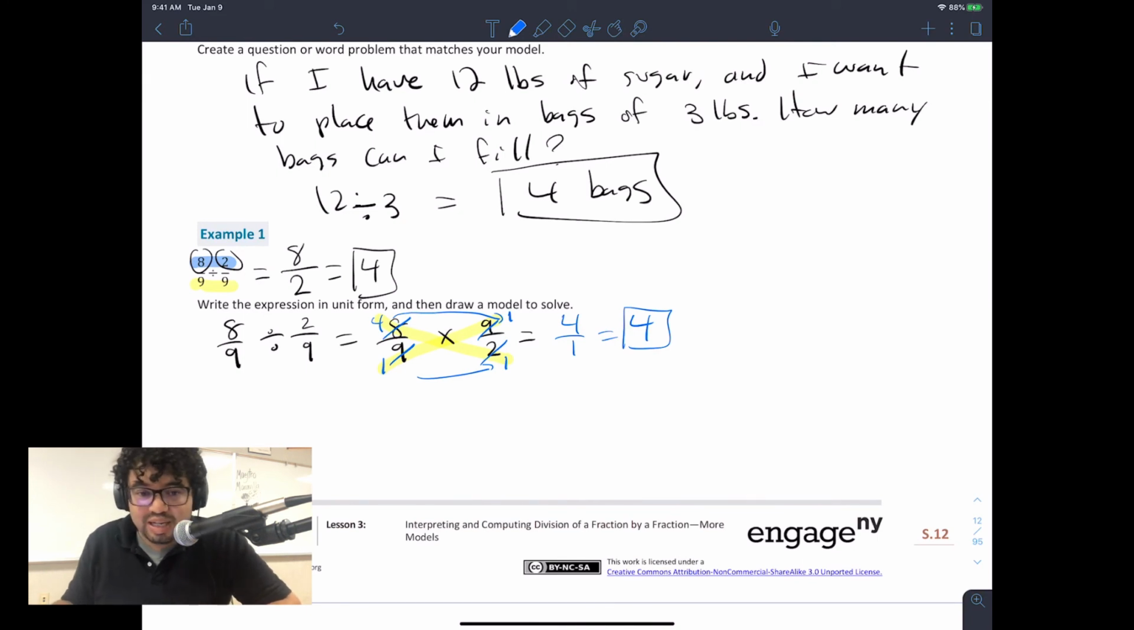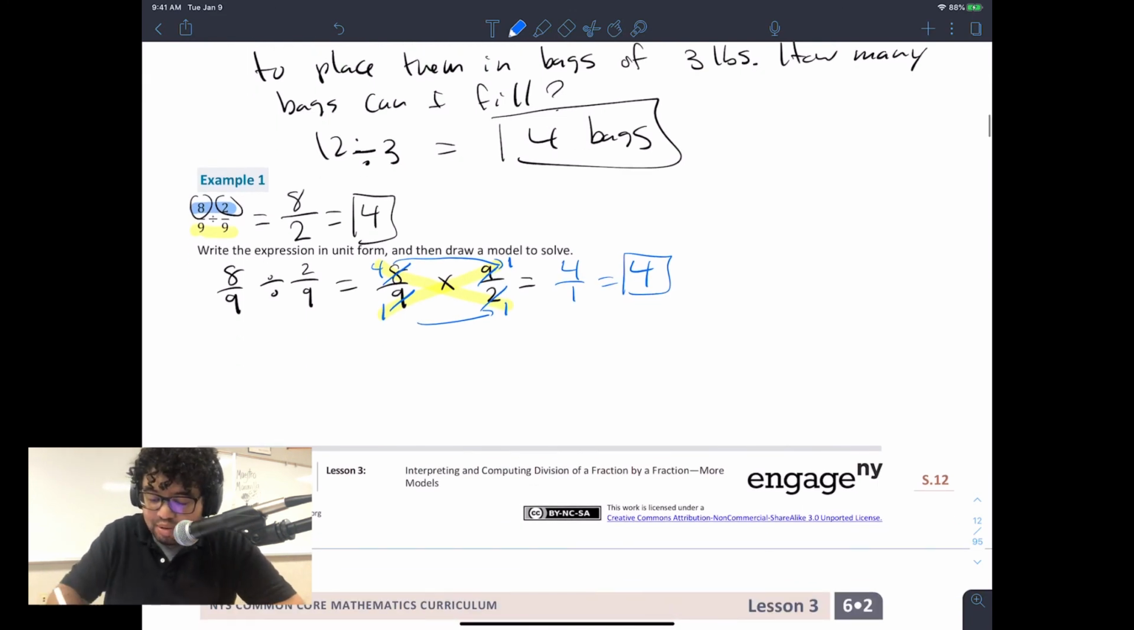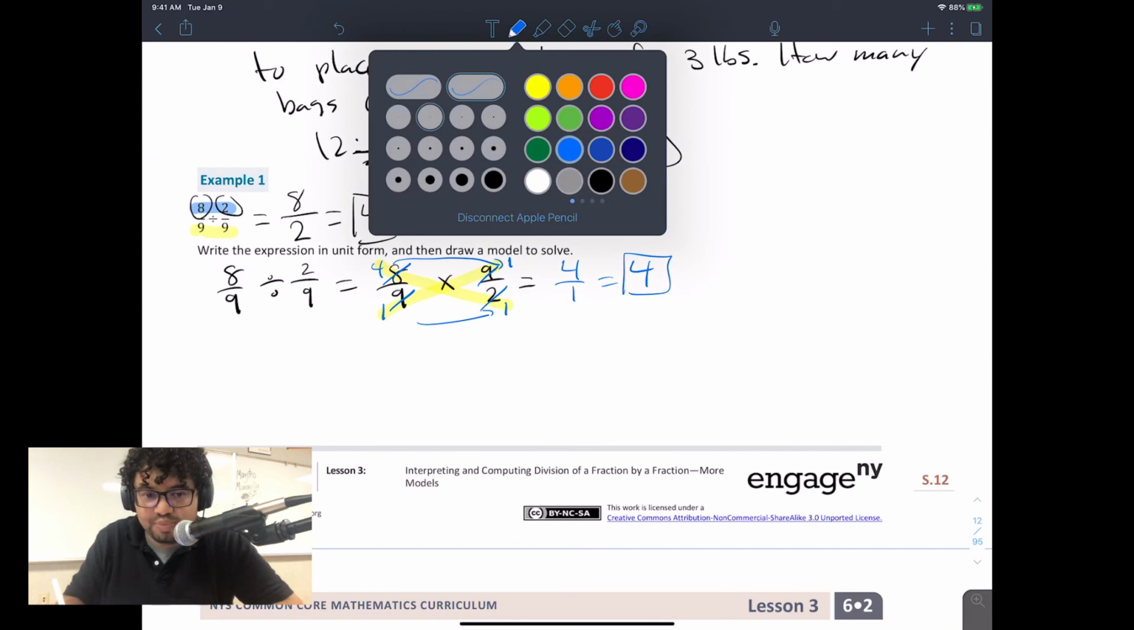If I want to do a tape diagram, in this case, I probably want to look at the first fraction. If they have a common denominator, I can always look at the first fraction. So in this case, I have 8 ninths.